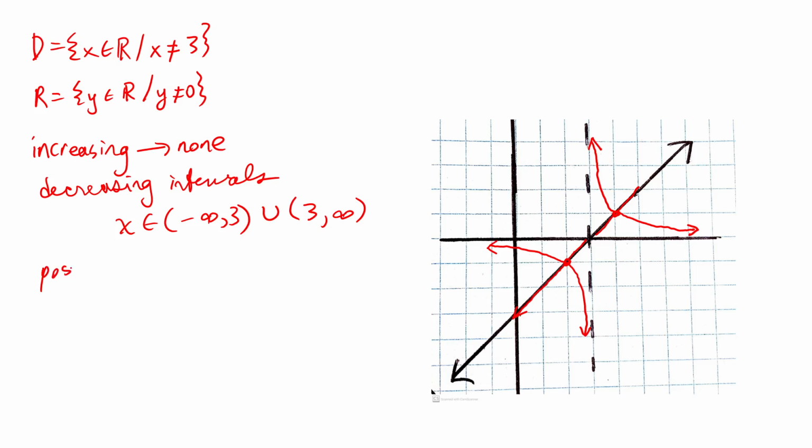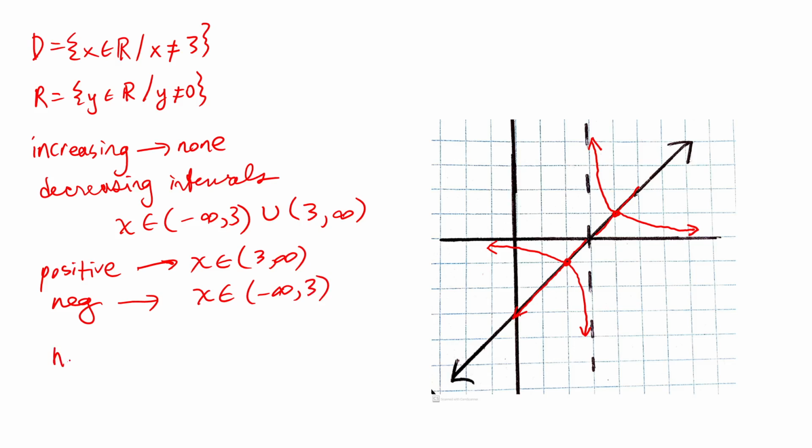Our positive interval is the portion that's up on the top right. That's where the y coordinates are positive. So we can say that our positive interval is when x is an element of the interval between 3 and infinity. Our negative interval will be when x is an element of the interval between -infinity and 3. And finally, our horizontal asymptote is at y equals 0, and our vertical asymptote is at x equals 3.